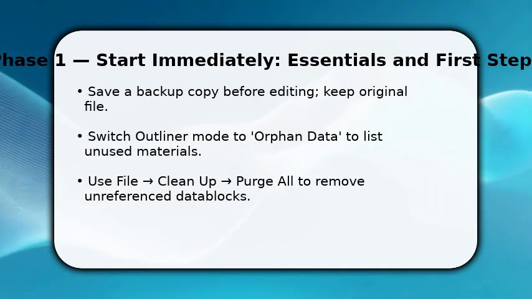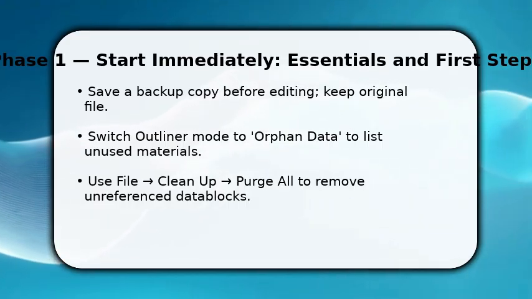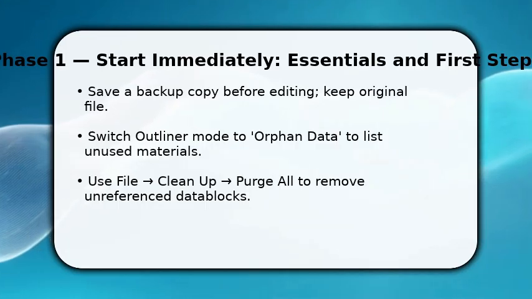You start by protecting work. Save a backup file now because purging is permanent. Once done, open the outliner and change its display mode to orphan data so you can see unused materials and other data blocks. Then go to File, Clean Up, and choose Purge All. This removes truly unreferenced materials immediately.